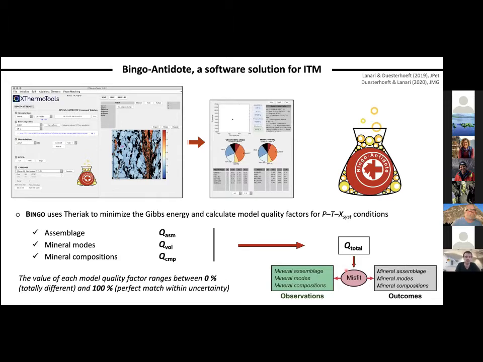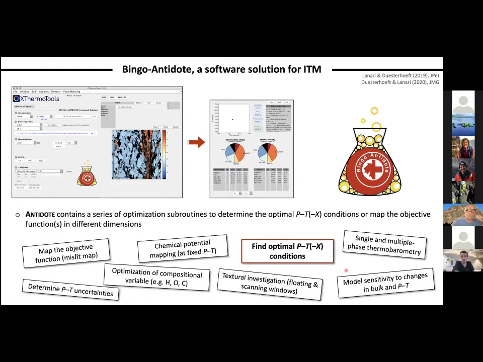And Antidote provides a series of subroutines or optimization functions, for example, to find the optimal pressure temperature conditions, but it can also map the different objective functions, do some compositional optimization, textural investigation, and so on. But I want now to show you an example.